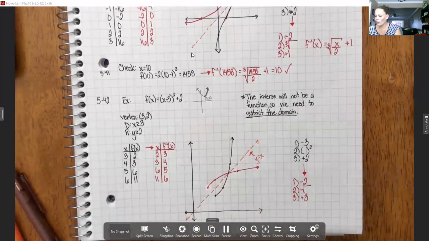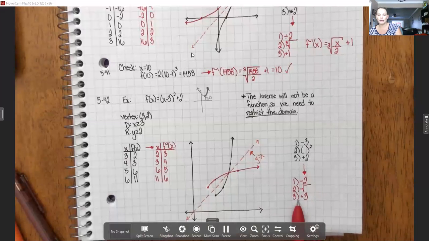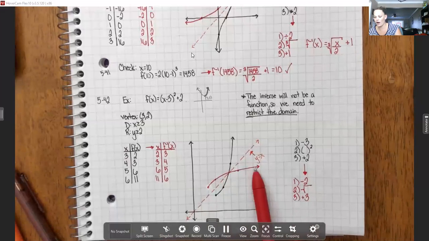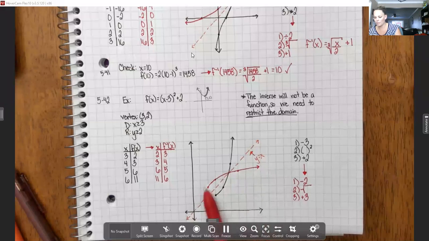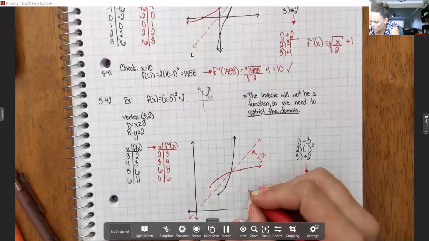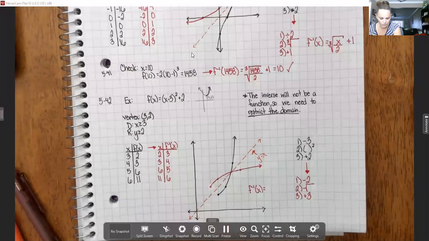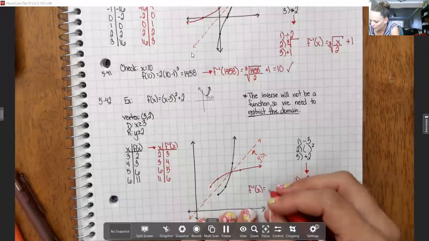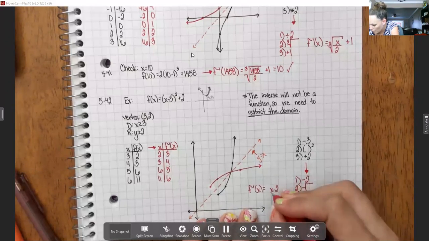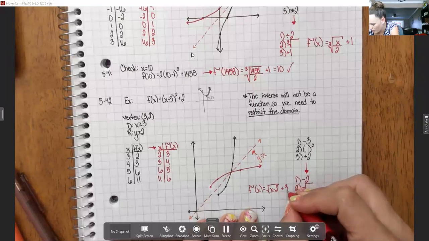Again, typically when we undo the square root, we have the plus or minus, but we don't want the plus or minus here because we only want half of this graph. We don't want the whole sleeping parabola, we only want a square root graph so that we can have a function. So the equation here is x minus 2, take the square root of that thing, and then add 3 to all of that.